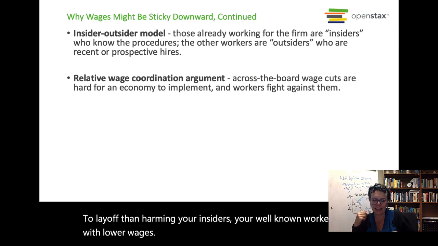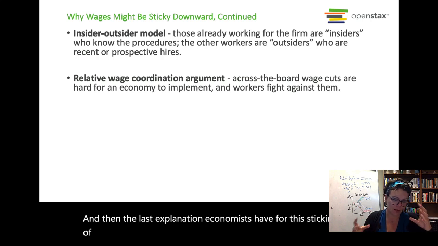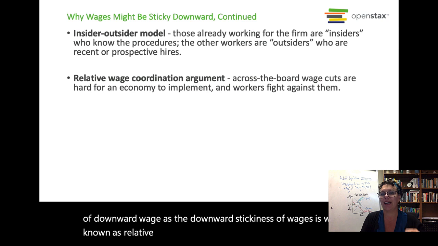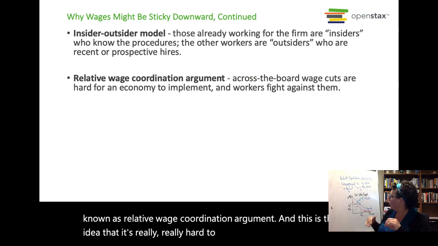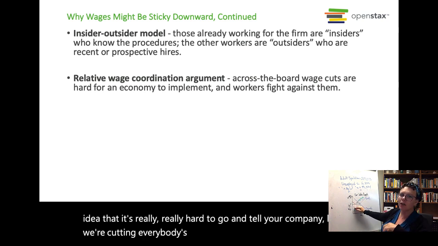And then the last explanation economists have for the downward stickiness of wages is what's known as the relative wage coordination argument. And this is the idea that it's really, really hard to go and tell your company, listen, we're cutting everybody's wages across the board.